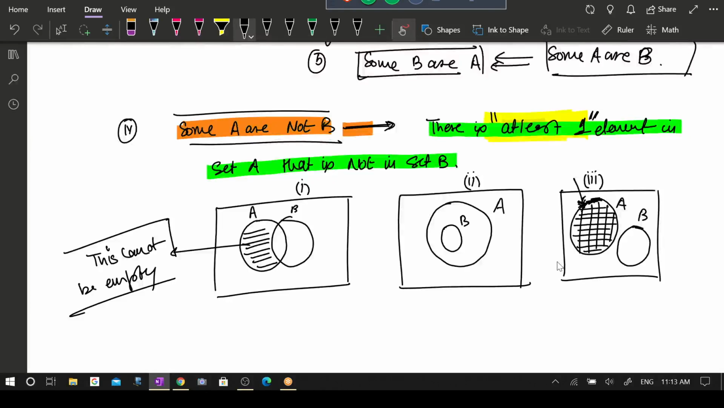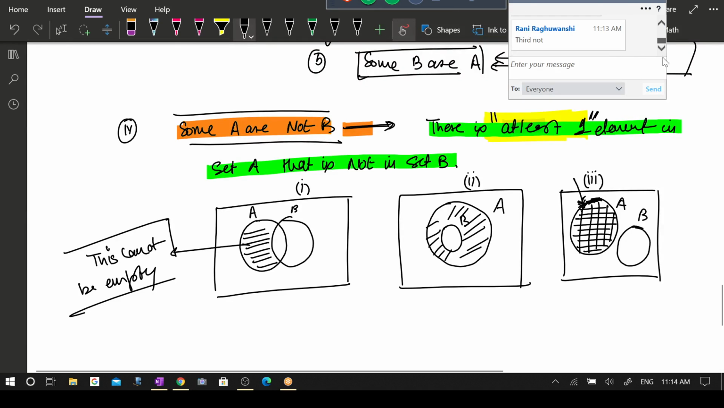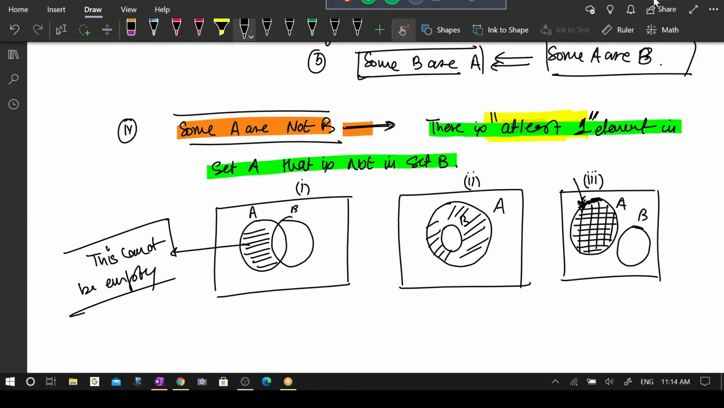Why not? Tell me, where is it wrong? See, some A are not B. You said, sir, see this, some A are not B. Definitely right. So over here also some A are not B, because all A are not B definitely gives you at least one element of set A that is not in set B. Why not? Is it clear now? Right. So there are diagrams for some A are not B. Keep this in mind.